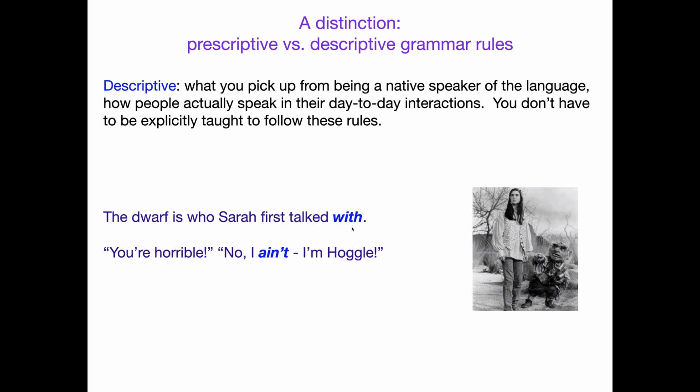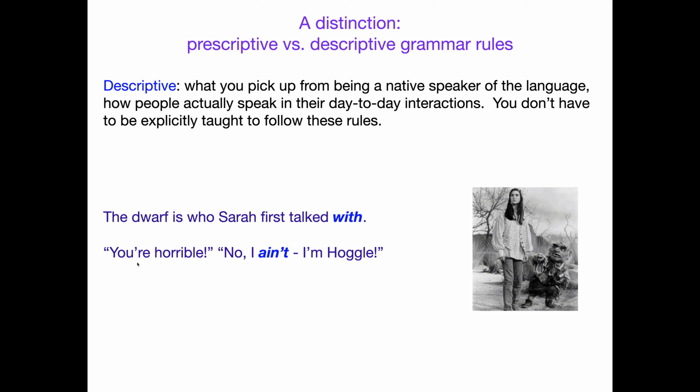The descriptive rule would be that English speakers can, in fact, end sentences with prepositions just fine, because the descriptive rules are what we pick up from being native speakers of the languages we're learning, how people actually speak in their conversational day-to-day interactions. They don't have to be explicitly taught to follow these rules, because these are what they've internalized during language acquisition.